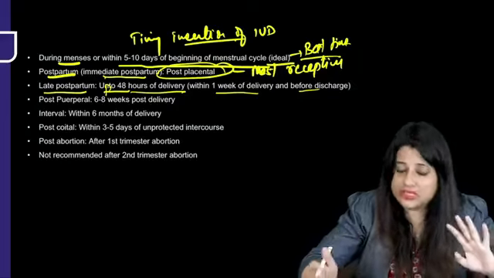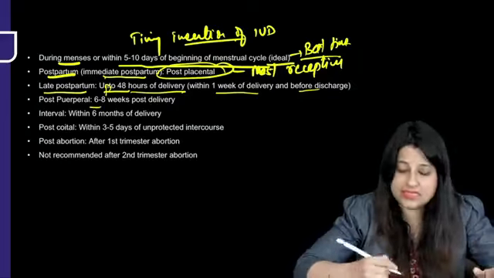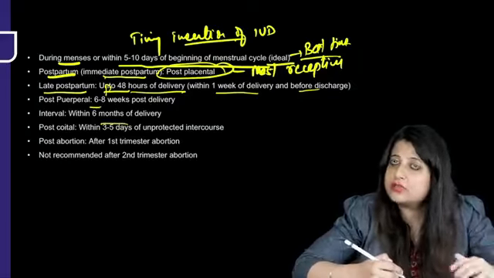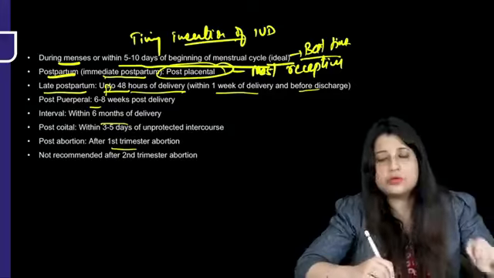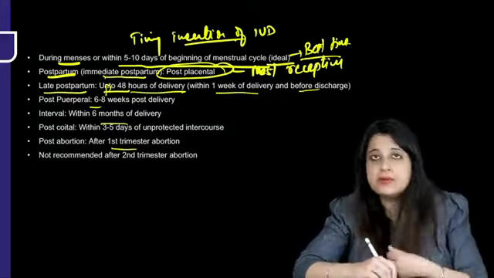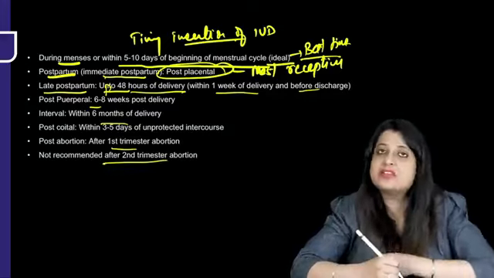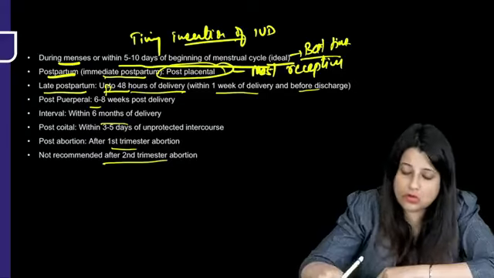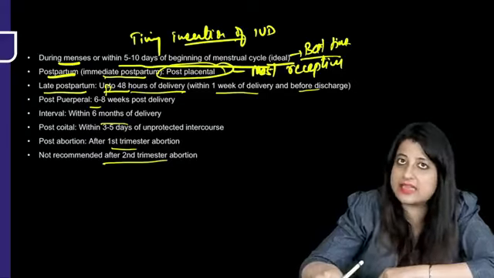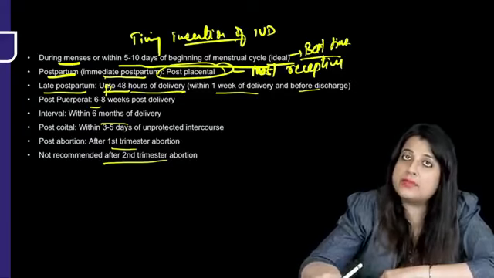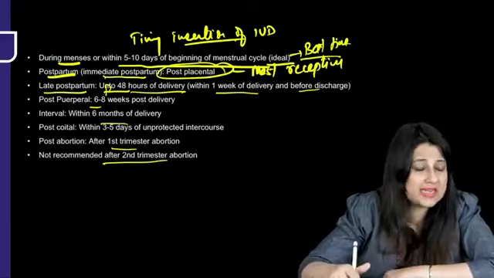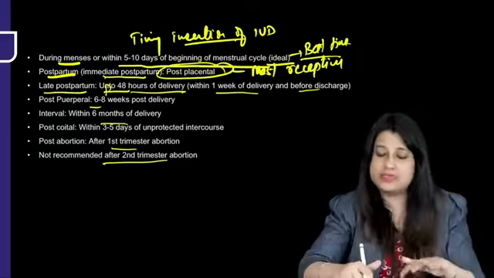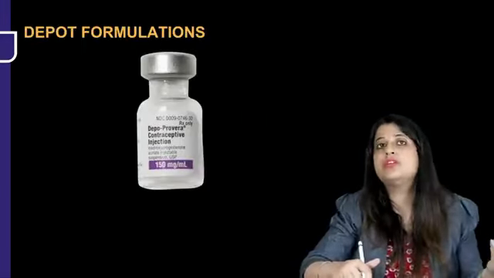What is post-puerperal? Up to 42 days post-delivery, basically 6 weeks. Interval is within 6 months of delivery. Post-coital is the best emergency contraception, up to 5 days. Post-abortion, you can put it after first trimester abortion, guys, but it's definitely not recommended after second trimester abortion. We cannot put it. Okay? So the best time is during menses or within 5 to 10 days of beginning of the menstrual cycle. When you talk about postpartum, everybody please remember, after placenta is immediate, and late postpartum is up to 48 hours of delivery. Okay? That's the time she's more receptive.